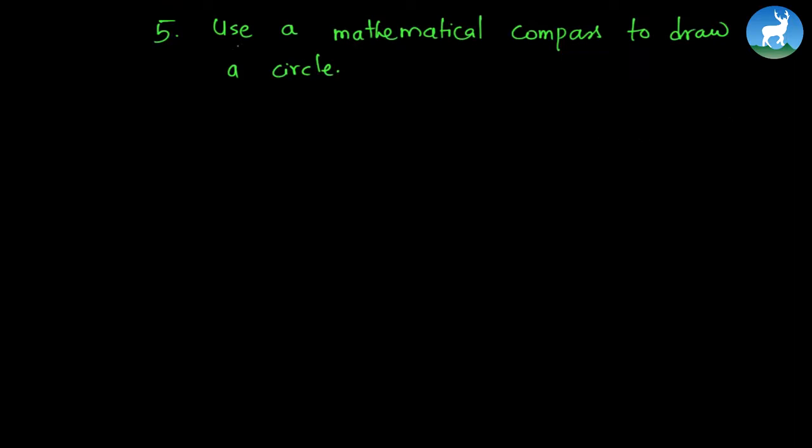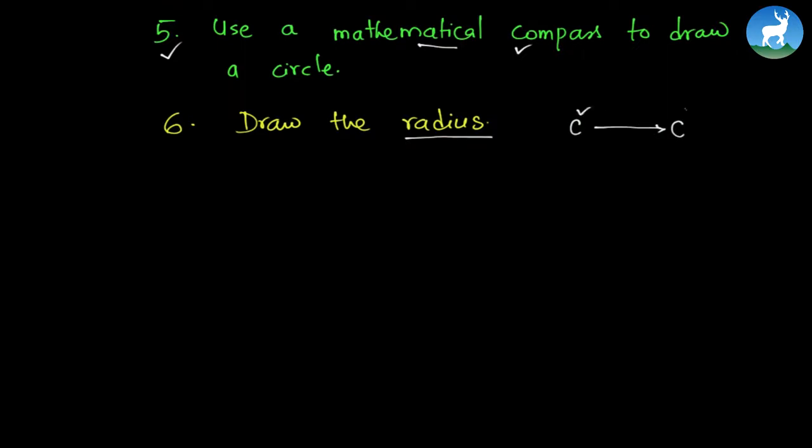In step number 5, you are going to use a mathematical compass, right? Not the ordinary kind of compass, but an accurate, precise mathematical compass to draw a circle. After drawing the circle, we are finally in step number 6, and that is draw the radius. What exactly is a radius? It is the line joining the center of the circle to the circumference, from center to circumference. So draw a line from the center to the circumference. What you have is called the radius.